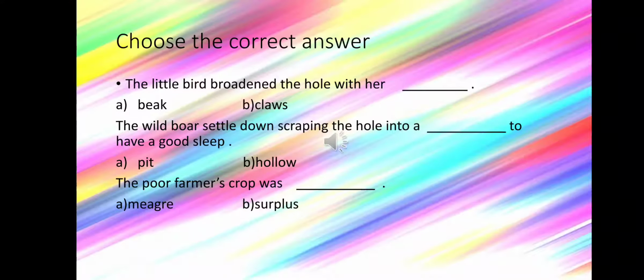Choose the correct answer. The little bird broadened the hole with her blank. The options are beak, claws. The correct answer is claws. The wild boar settled down, scraping the hole into a blank to have a good sleep. A. Pit. B. Hollow. The correct answer is pit. The poor farmer's crop was blank, meager or surplus. The answer is meager.